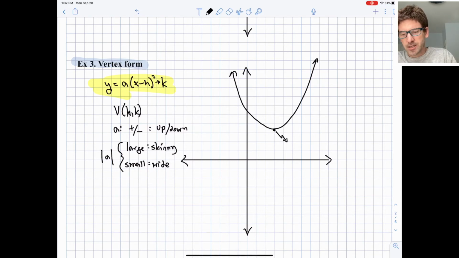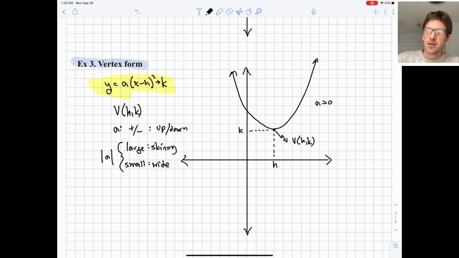the vertex here will be h, k. So the vertex here is at h, k. And we can tell here that A must be greater than 0 because our parabola is opening upwards. And we'll do an example a little ways farther down in this video that'll help us develop the actual equation of a parabola if we're given its graph.